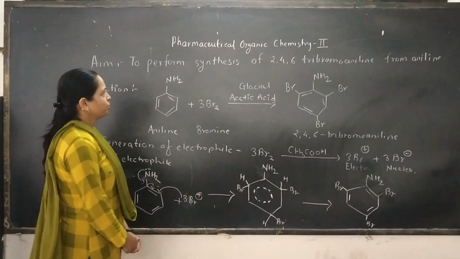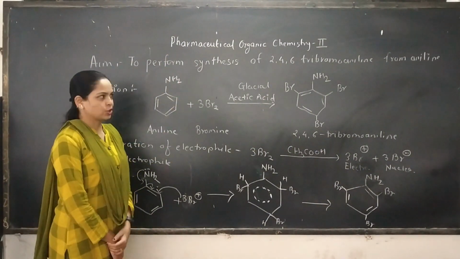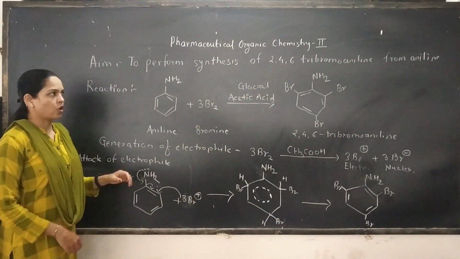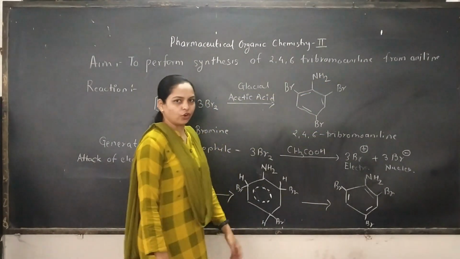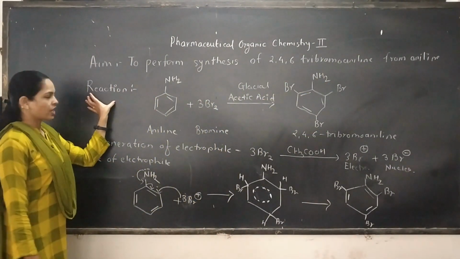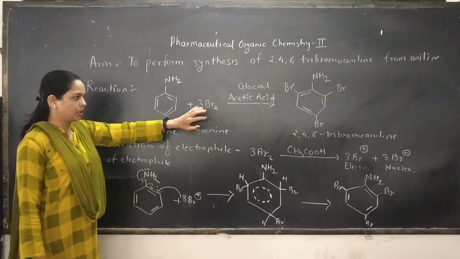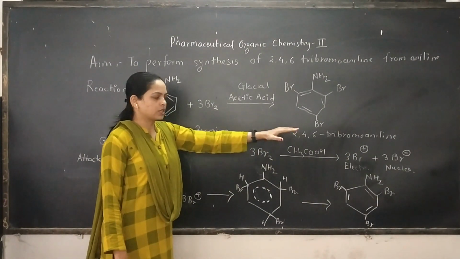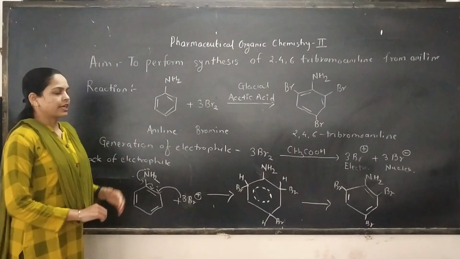Hello friends, today we are going to perform the practical from Pharmaceutical Organic Chemistry 2. The aim of today's practical is to perform the synthesis of 2,4,6-tribromoaniline from aniline. The general reaction involved in this synthesis is when aniline reacts with bromine in presence of glacial acetic acid, it will form 2,4,6-tribromoaniline. Basically, the bromination takes place.